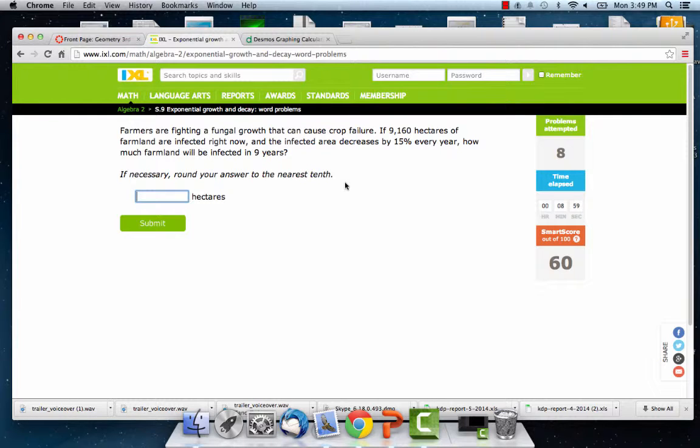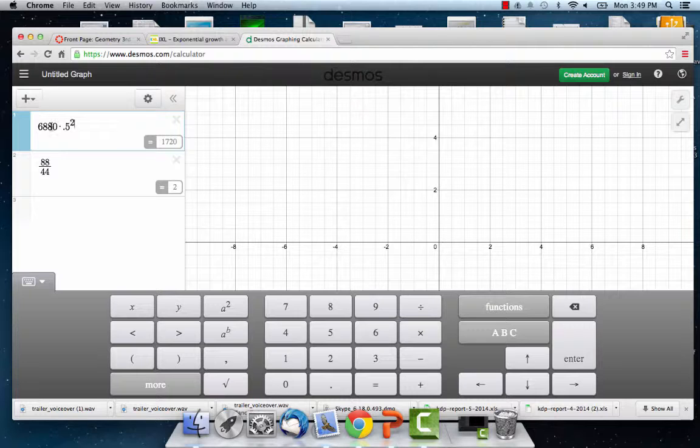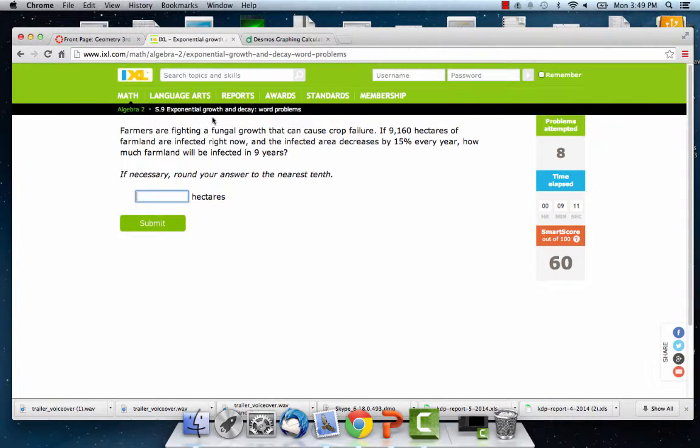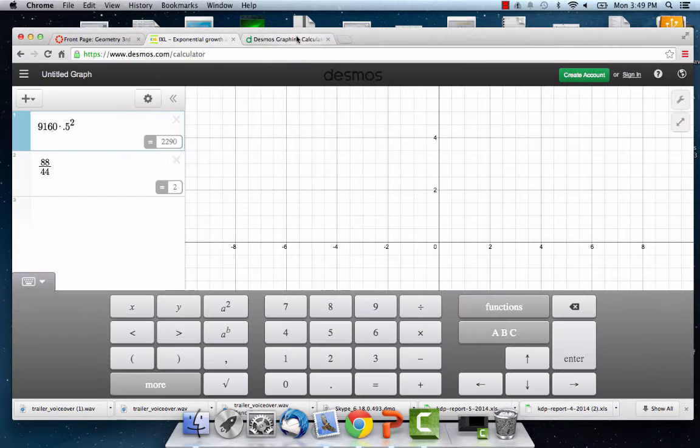Okay, so farmers are fighting a fungal growth that can cause crop failure. 9,160 hectares of farmland. So we're starting with 9,160. The infected area decreases by 15% every year. So that's 100% minus 15% is 85%. So we would do 0.85.